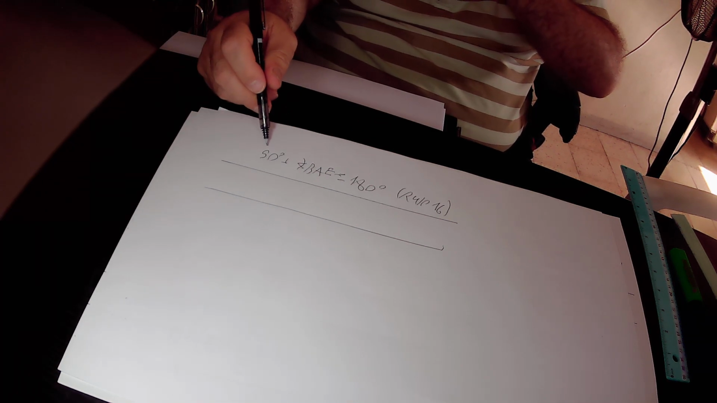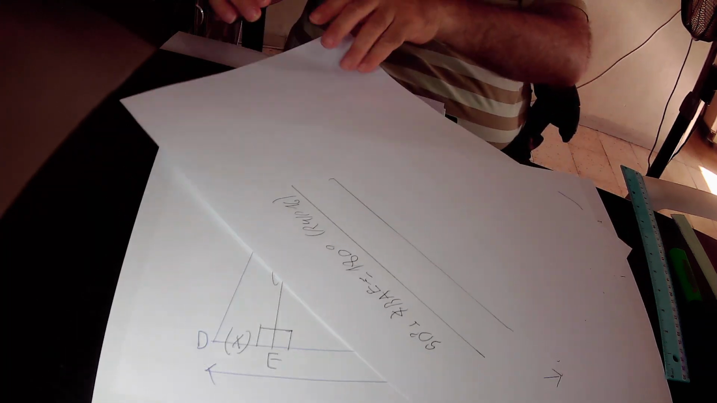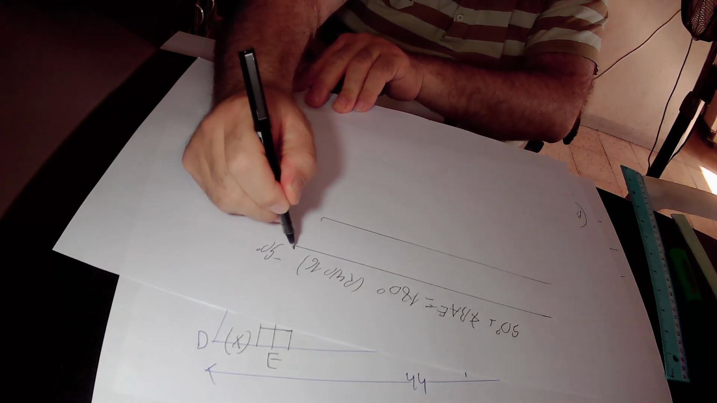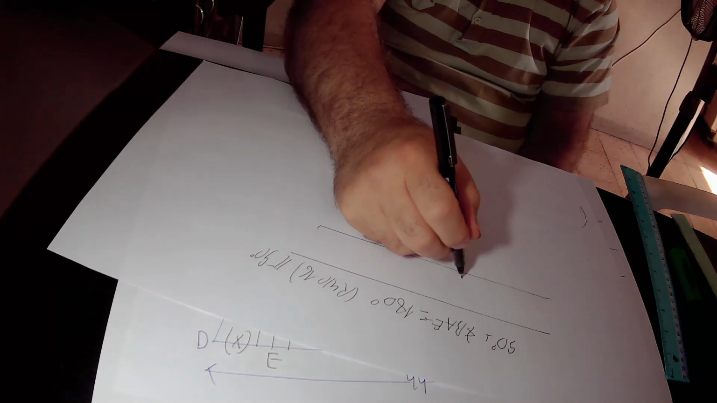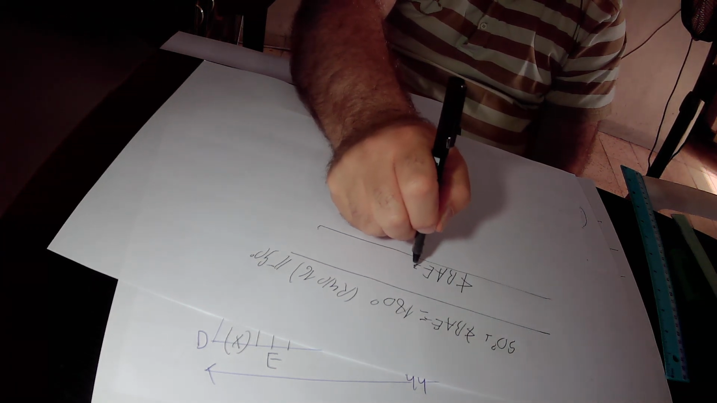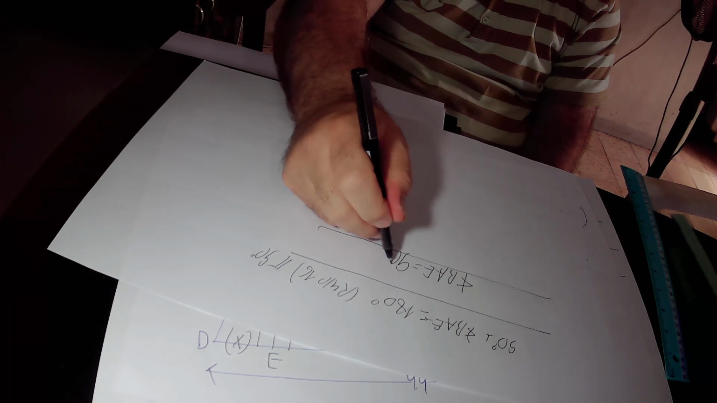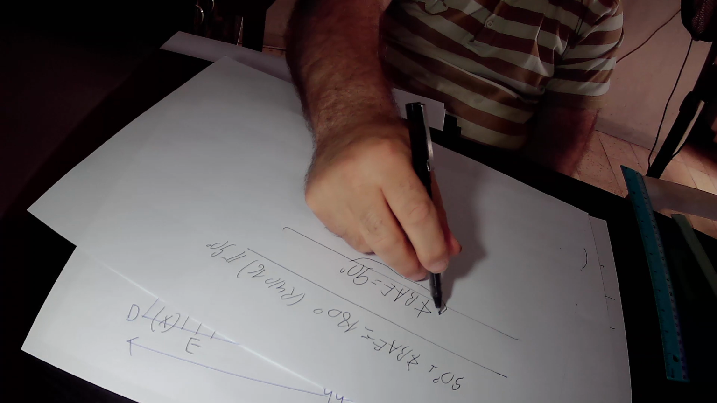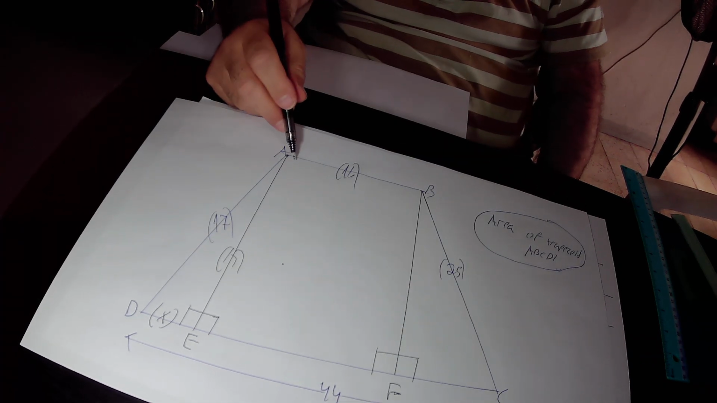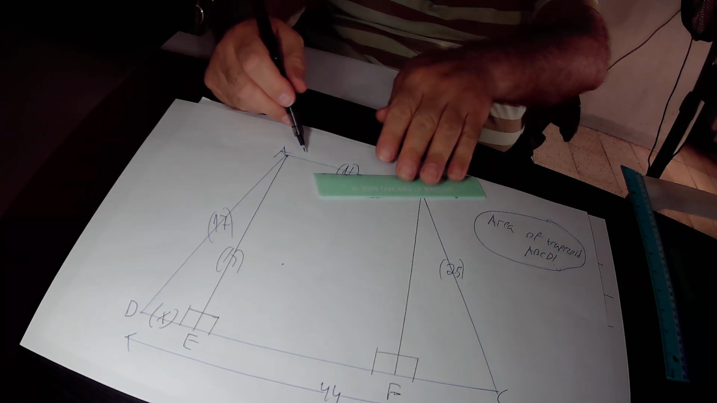So here we subtract 90 degrees from this equation, and we get that the size of the missing angle BAE is equal to 180 degrees minus 90 degrees, which is 90 degrees. So this is the missing angle BAE that is equal to 90 degrees according to Rule 16.